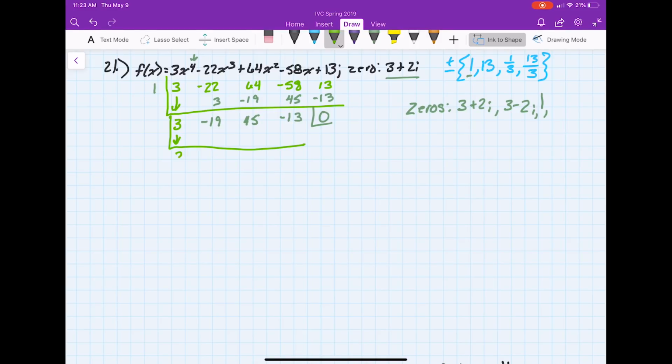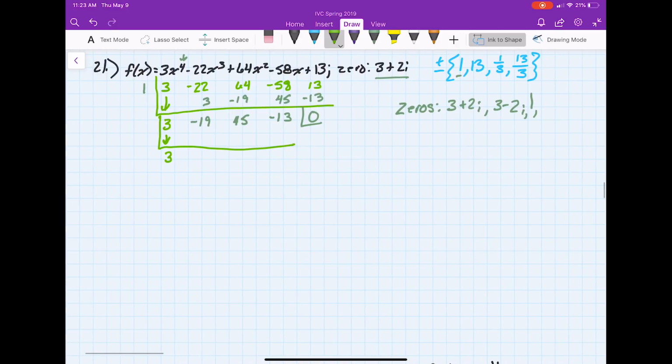So we'll bring down our 3, and then technically, whoops, sorry about that. Technically, we would start with positive 1 again. So we'd go through this whole process, and that's not going to be a 0 because I've already tried it. And in the interest of saving time, I'm just going to burn through these. But then we try negative 1, and that's not going to work. So then we'd come to 13. We try that one, and that one doesn't work. Neither does negative 13. So let's try 1/3.